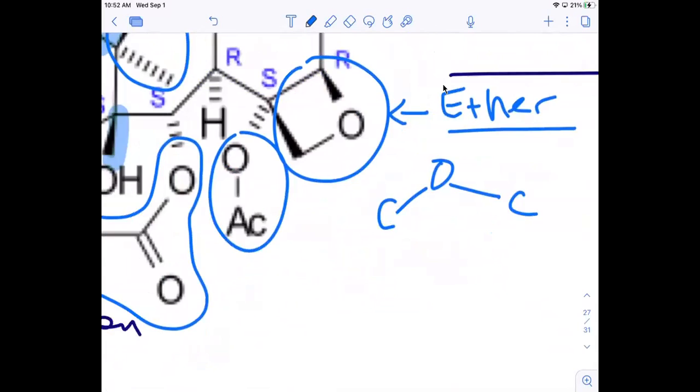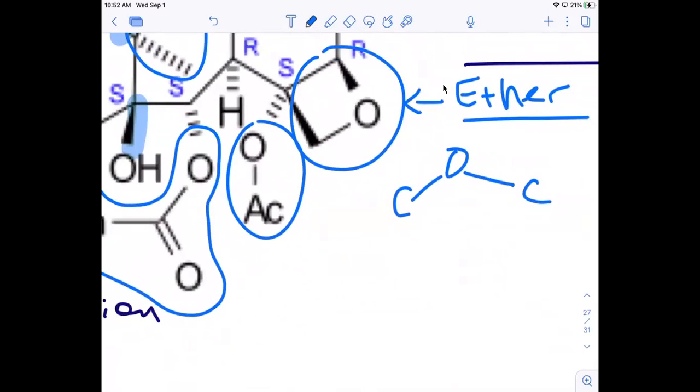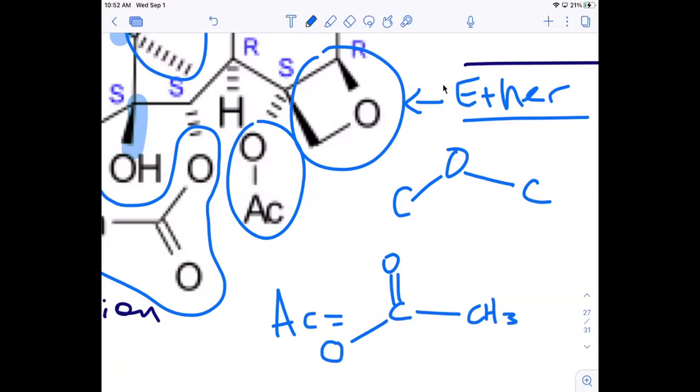So what about this one? And let me show you what the AC group looks like. This is what the AC group looks like. So in this case, the AC is bonded to oxygen. But sometimes it'll, but no, let me leave that alone. So this is an acetyl group, right?